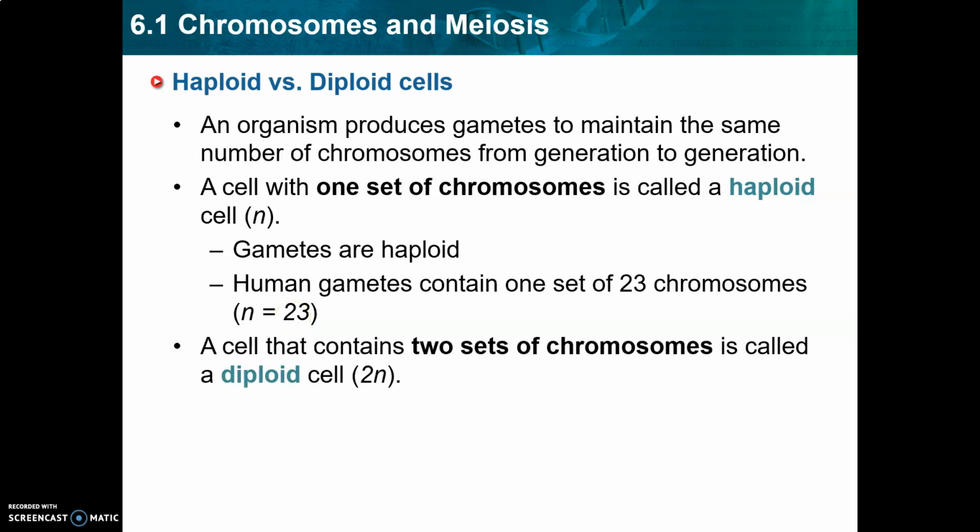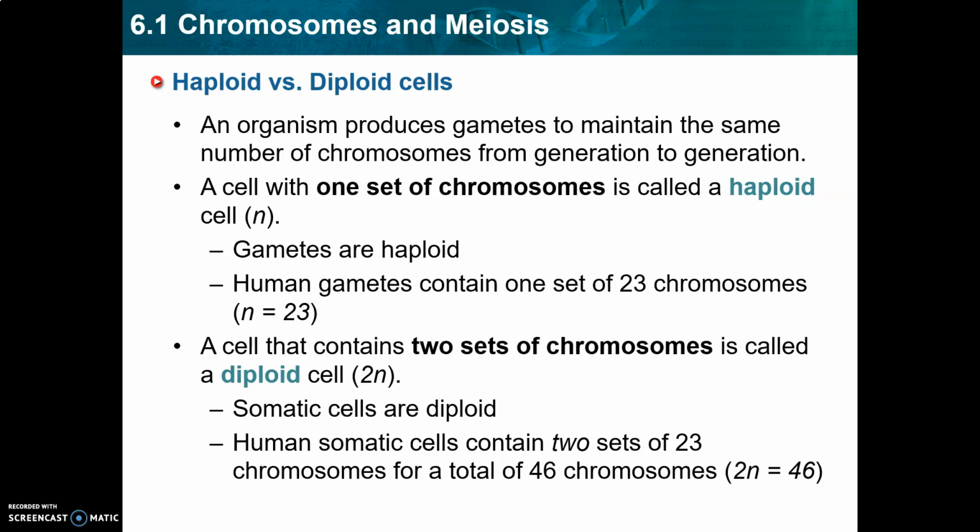Now, if we have a cell with two sets of chromosomes, we call that a diploid cell. Notice how our abbreviation is now 2N. Remember, N is the number of chromosomes in one set. So if the cell is diploid, it has two sets of chromosomes. So we're abbreviating it with 2N, two sets of chromosomes. These are going to be your somatic cells, your skin cells, muscle cells, the cells that line your digestive tract. All of those are your somatic cells. Anything in your body that's not a gamete is a somatic cell.